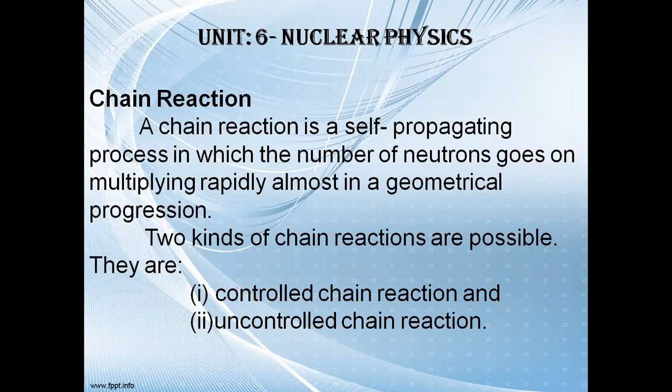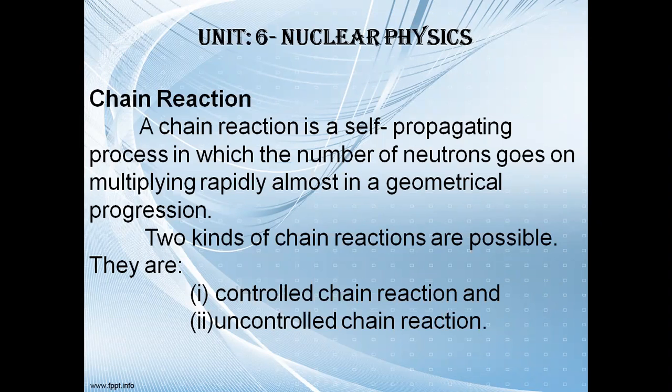Two kinds of chain reaction are possible: controlled chain reaction and uncontrolled chain reaction. Chain reaction means that the number of neutrons is multiplied in a geometrical progression, that is 3, 9, 27, etc. This is what a chain reaction means.